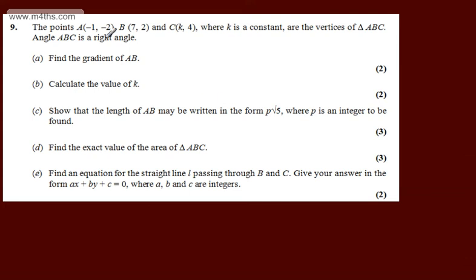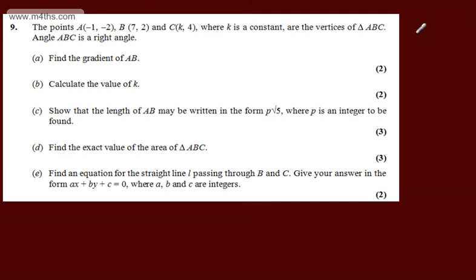This is question 9. We're told the points A(-1, -2), B(7, 2), and C(k, 4), where k is a constant, are the vertices of triangle ABC. Angle ABC is a right angle. In part A, we need to find the gradient of AB. The question carries 2 marks.